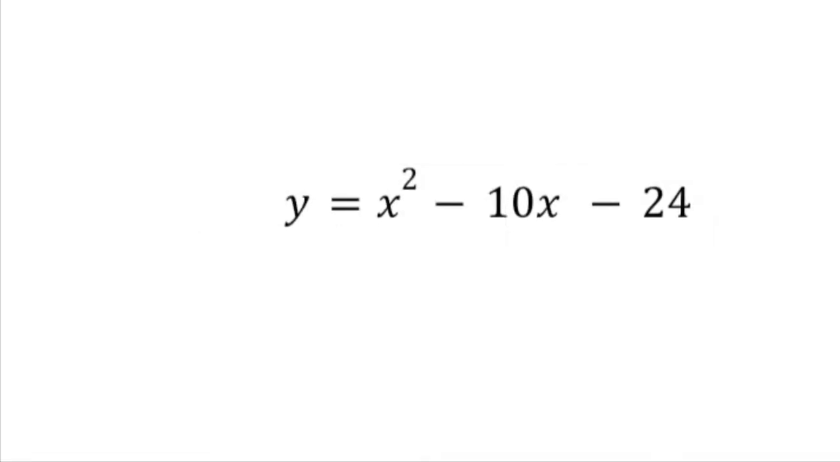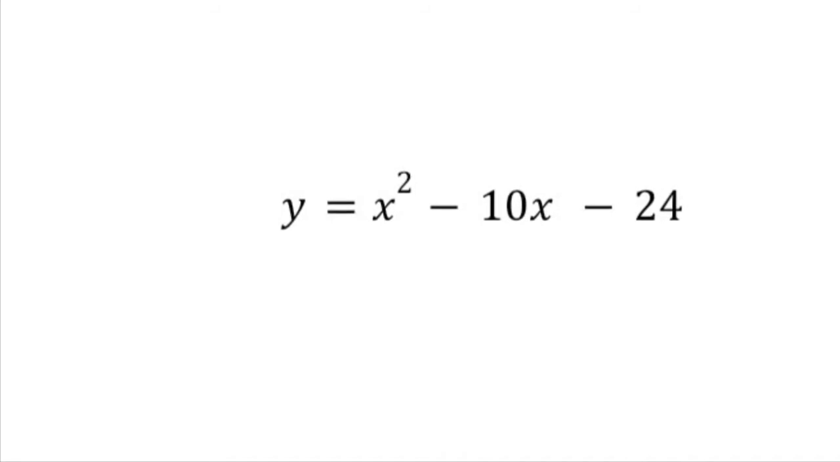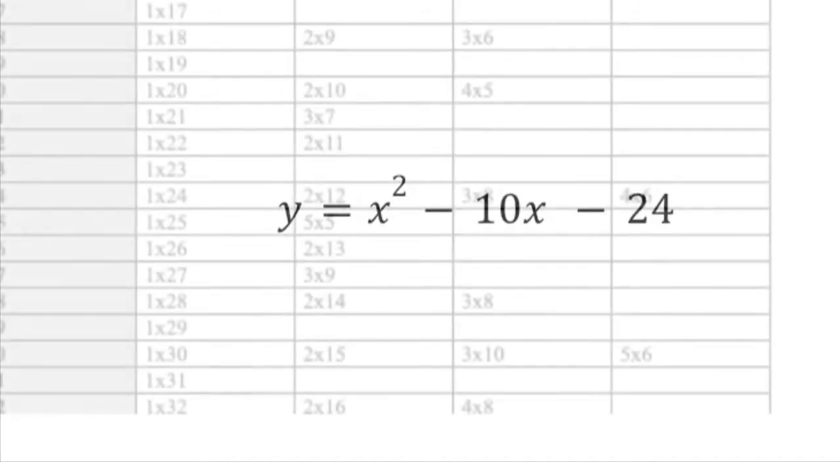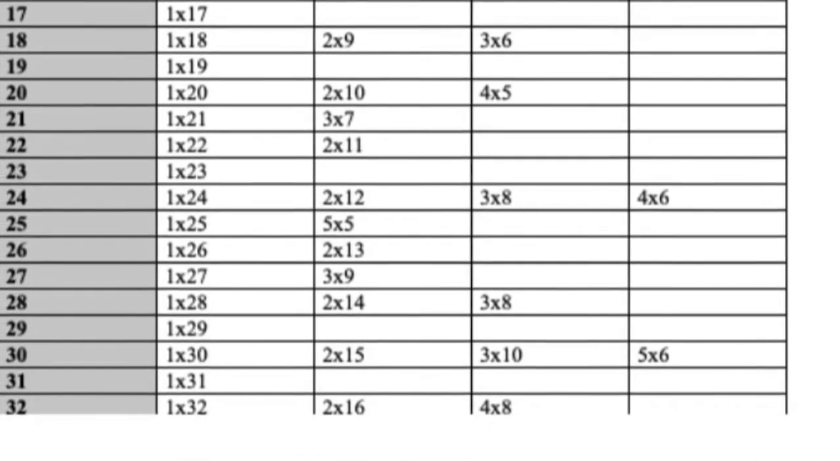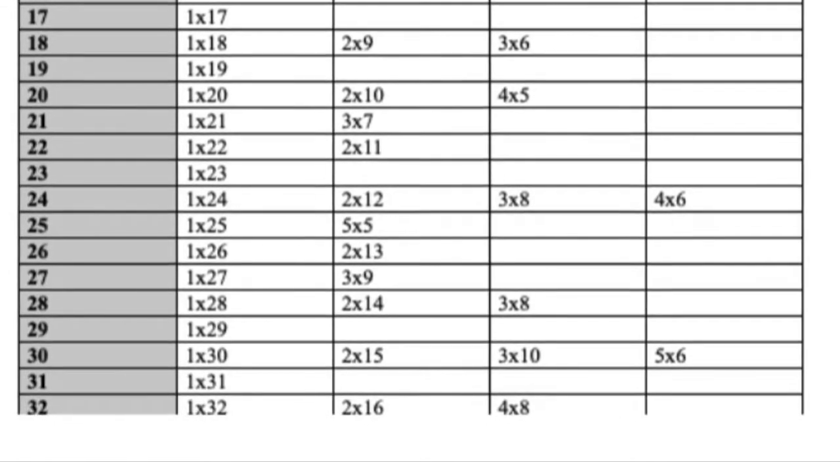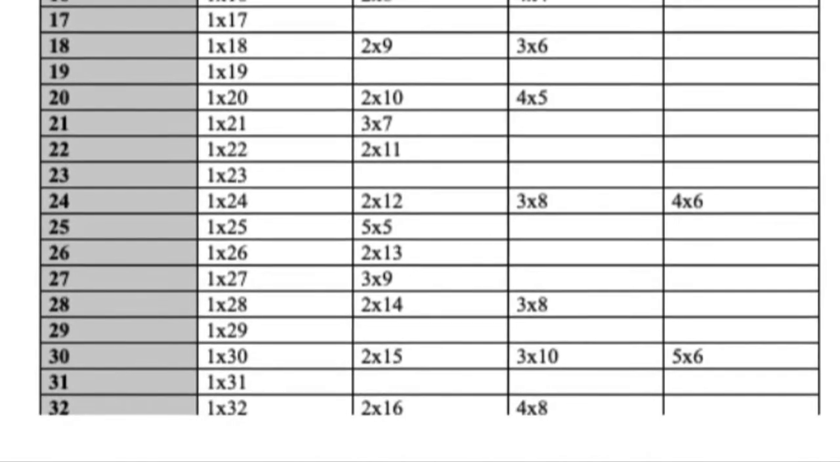And this question is going to be our last question for grade 10 math. What we want to do is take the equation y is equal to x squared minus 10x minus 24 and change it to factored form. This question is a little bit more complicated because there's negatives, but we're still going to use that same chart that I shared with you to help you, and you want to look for 24 on that chart.